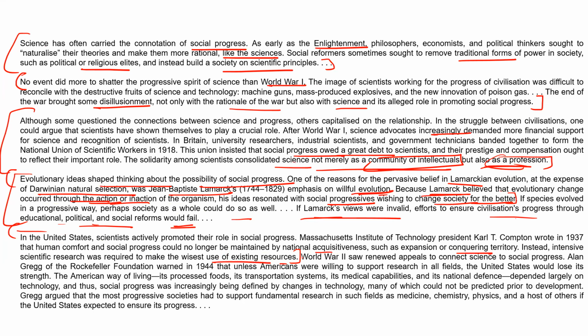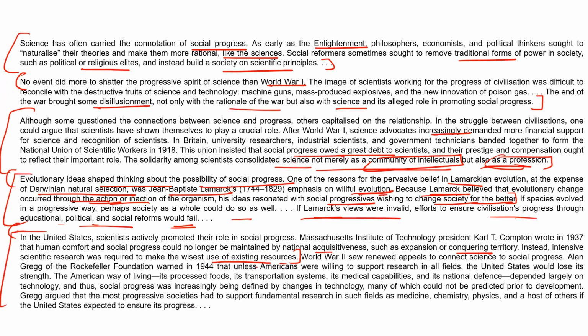World War II saw renewed appeals to connect science to social progress. Ellen Gregg of the Rockefeller Foundation warned in 1944 that unless Americans were willing to support research in all fields, the US would lose its strength. The American way of living, processed food, transportation, and national defense depended on technology. Social progress was increasingly being defined by changes in technology, many of which could not be predicted prior to development. Craig argued that the most progressive societies had to support fundamental research in such fields as medicine, chemistry, physics, and a host of others, if the US expected to ensure its progress.